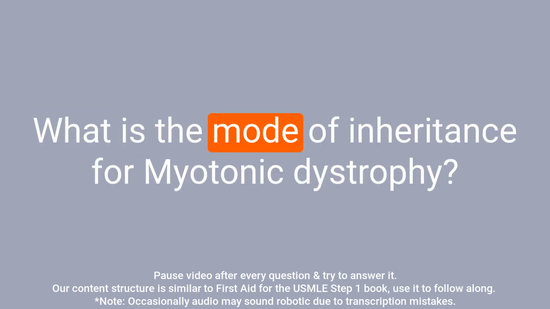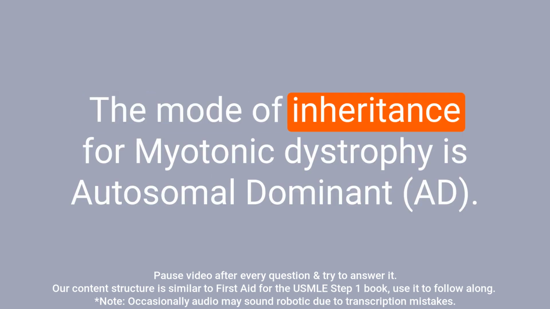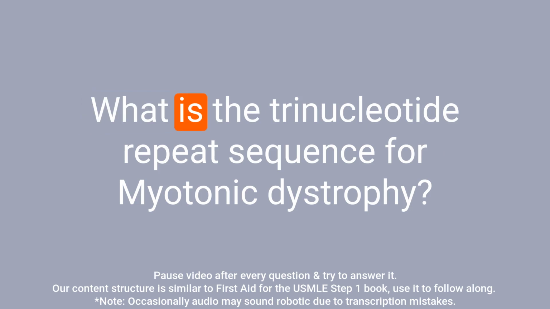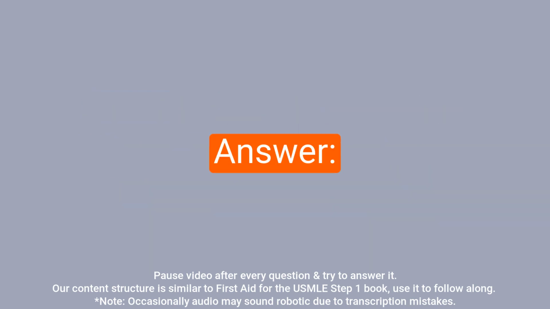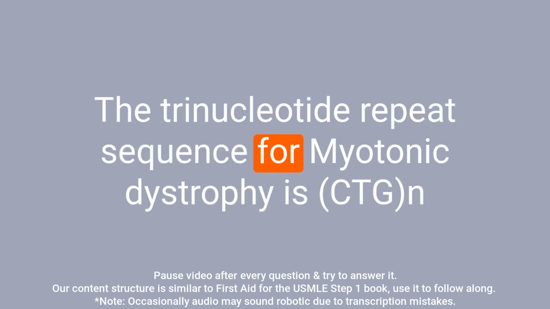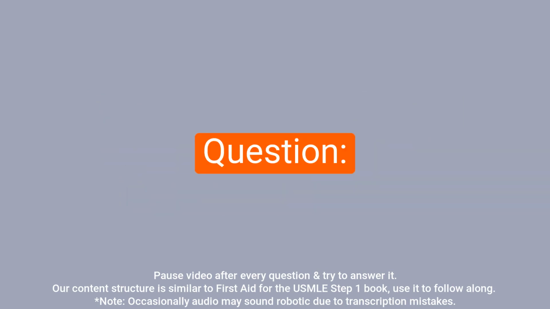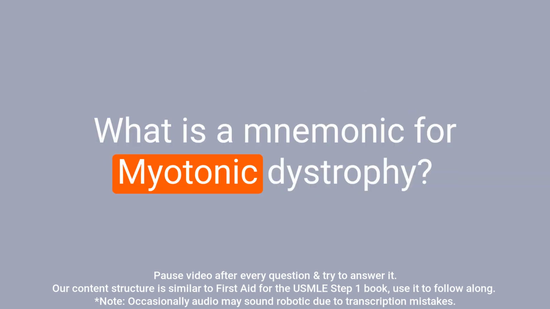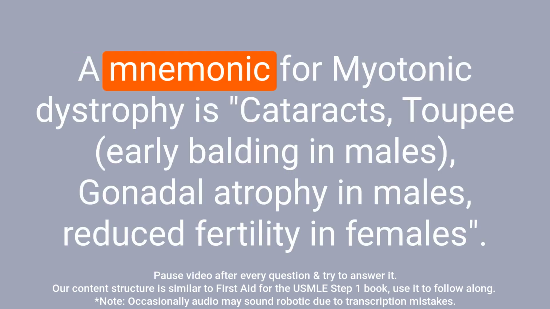Question: What is the mode of inheritance for myotonic dystrophy? Answer: The mode of inheritance for myotonic dystrophy is autosomal dominant. Question: What is the trinucleotide repeat sequence for myotonic dystrophy? Answer: The trinucleotide repeat sequence for myotonic dystrophy is CTG. Question: What is a mnemonic for myotonic dystrophy? Answer: A mnemonic for myotonic dystrophy is cataracts, toupee, gonadal atrophy in males, reduced fertility in females.